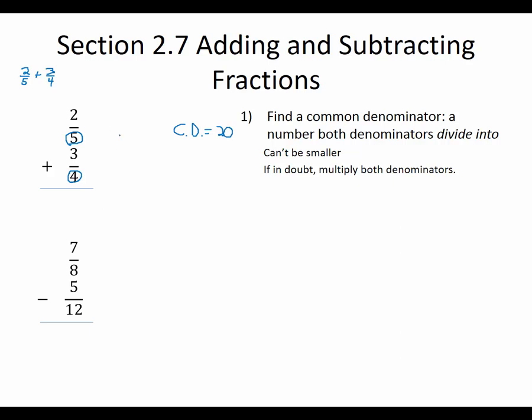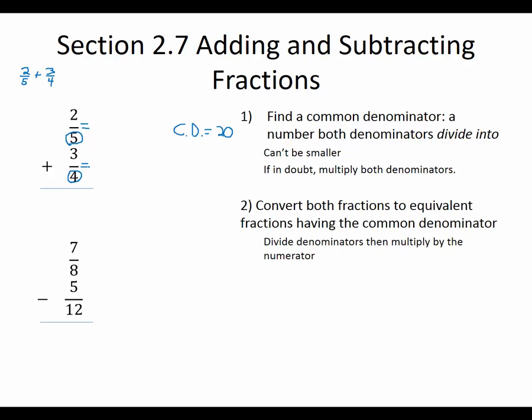You can also get this by listing out the multiples of 5 and the multiples of 4, or by using the multiplication table that's in the week 2 overview. So I need to next rewrite both of these fractions so that they have a denominator of 20. That's my second step. I'm going to convert both fractions to equivalent fractions that have that common denominator.